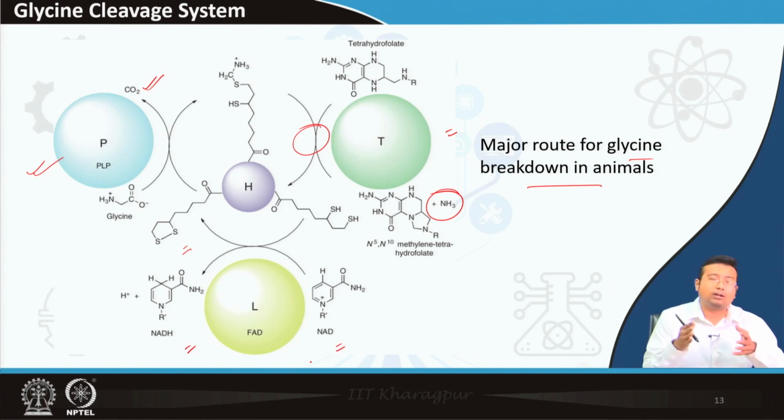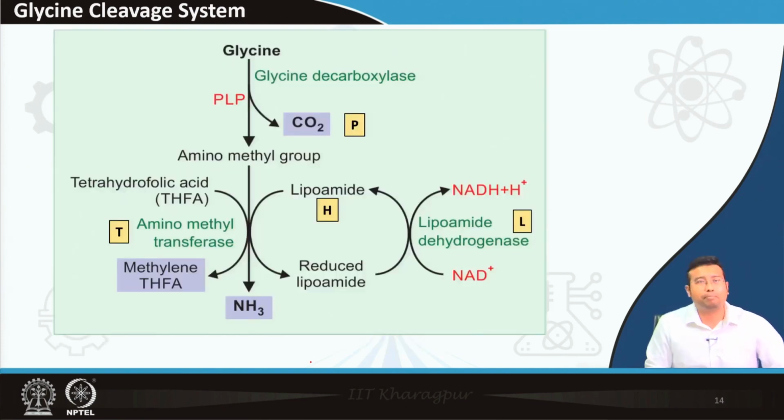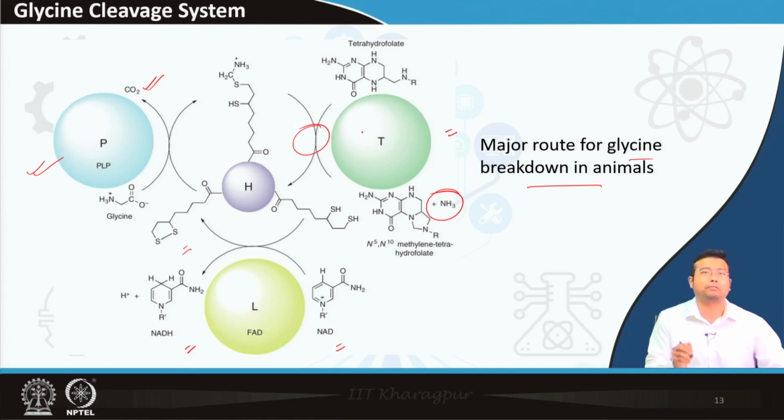Now, if we are looking into the 3D structure, it might seem very daunting, but we can actually express them in a much simpler way. So, this is how it happens. First, glycine decarboxylase acts, CO2 is given out, and ultimately all the other cofactors, tetrahydrofolate, lipoamide, NAD, FAD, PLP, are all acting to regenerate the intermediate, so that this cyclical reaction can take place.